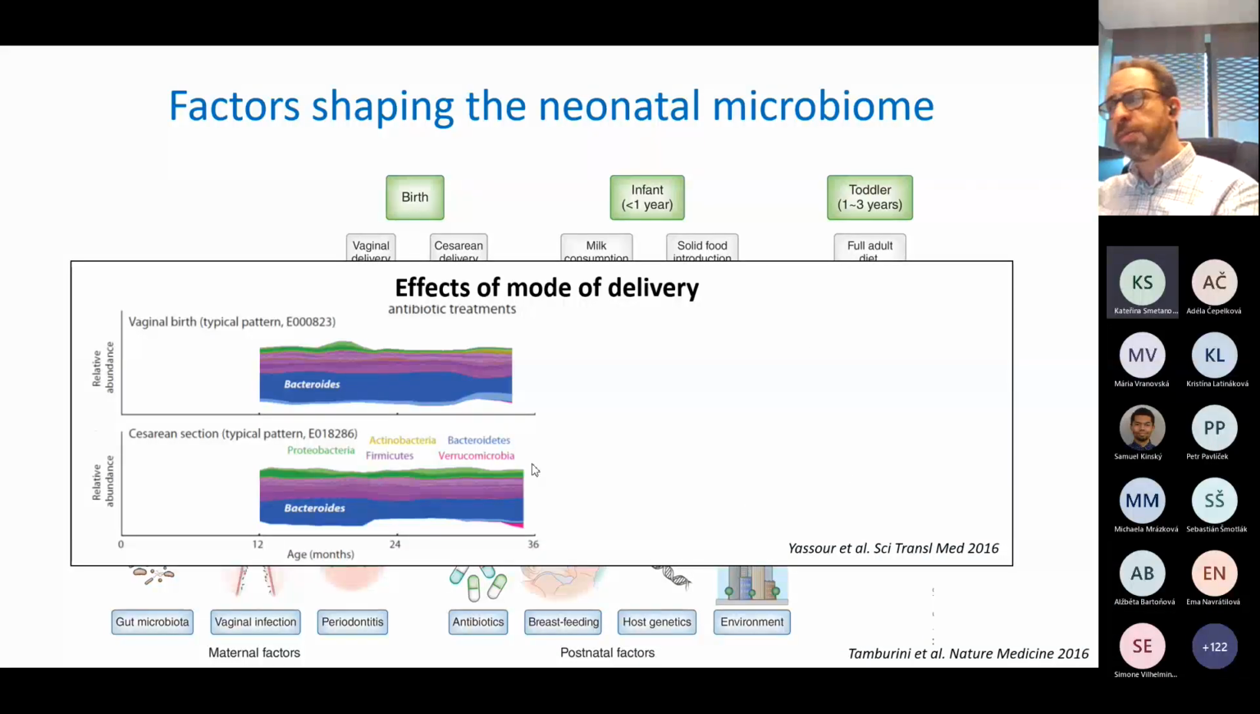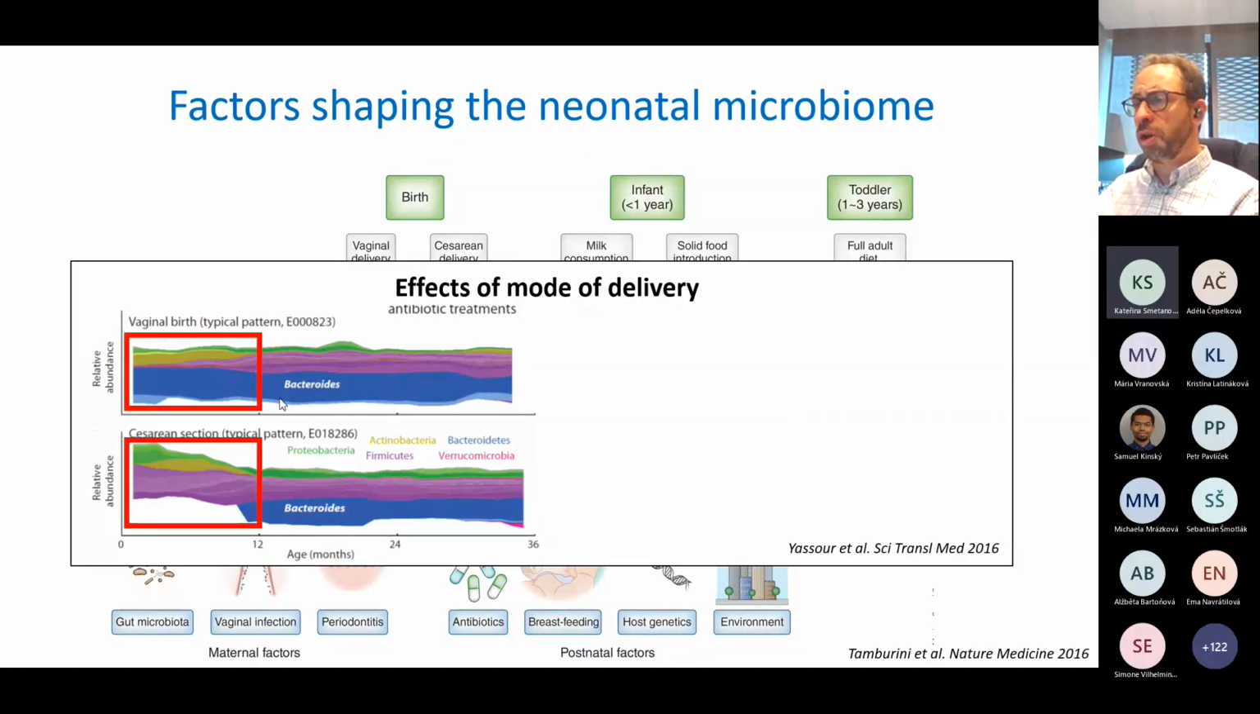And so if we take an example here about the effect of the mode of delivery, here you can see the microbiome composition of children born by vaginal delivery and here by C-section. And you can see here, this is the microbiome at 1 year, at 12 months. You can see that globally between 12 and 36 months, there is no major differences between children born by vaginal birth or C-section.